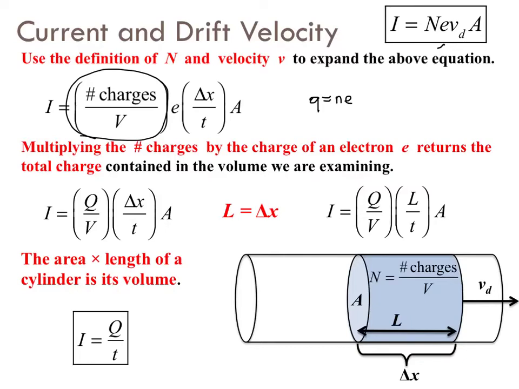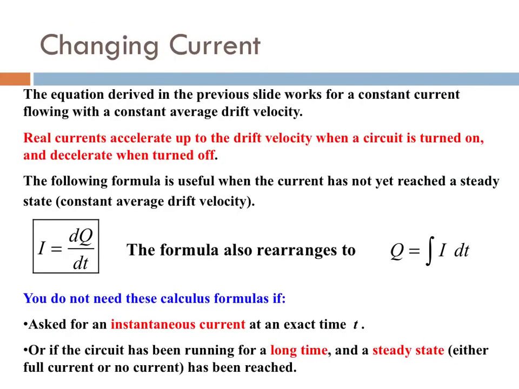In this case, our distance in the x direction is going to be the length that our charges move in that direction. So we're going to replace delta x with L. And then finally, we know that the area times length of a cylinder is its volume. So we can replace volume with area times length. And you'll see that these L's and A's will cancel out. And all we're left with is this final equation. Current is equal to charge per unit of time. Now, the reason we derive that equation is because it only works for a constant current flowing with a constant average drift velocity.